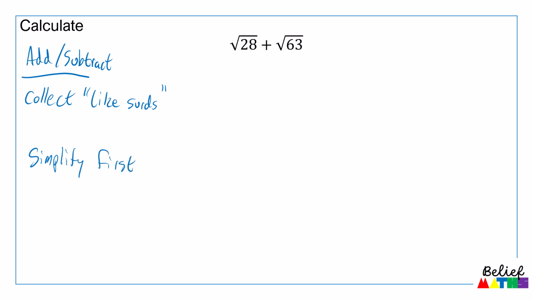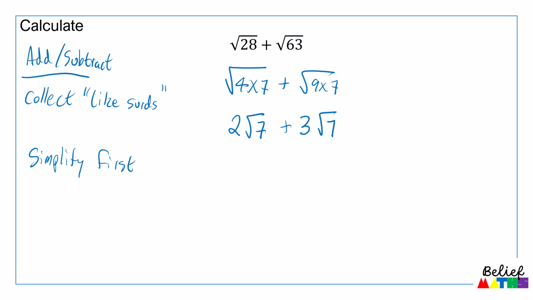So if we simplify 28, well 28 can be written as 4 times 7, and the square root of 4 is 2, so that can be written as 2 root 7. Okay, 63 can be written as 9 times 7, and then the square root of 9 is 3, so that's 3 root 7. Again, if you need to, you can list all your factors like we did before and find the one that contains a square number. Now if you look carefully, we've got like surds. We've got a root 7 and we've got root 7. So we've got 2 root 7s plus 3 root 7, which then just gives us 5 root 7. So because they're like surds, we just add the numbers on the outside and we end up with 5 root 7.